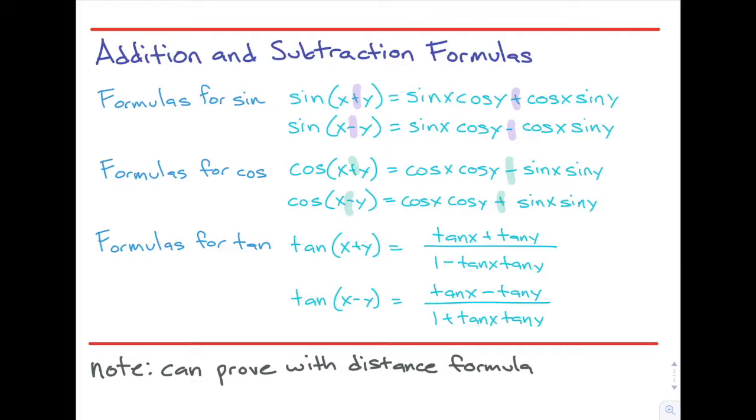The formulas for tangent. Tangent of x plus y equals tan x plus tan y over 1 minus tan x tan y. And for tan of x minus y, that equals tan x minus tan y over 1 plus tan x tan y. Again, a similar idea here as cosine. When we have an addition of two angles, we have a subtraction in the bottom and an addition at the top. And when we have a subtraction of two angles, we have a subtraction in the top and an addition in the bottom. Now, I won't prove these for you, but you can prove them using the distance formula. I would encourage you to take a look at that in the textbook, or you can ask me and I'd be happy to write out the proof for you.